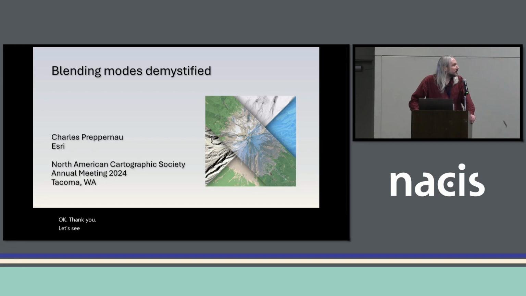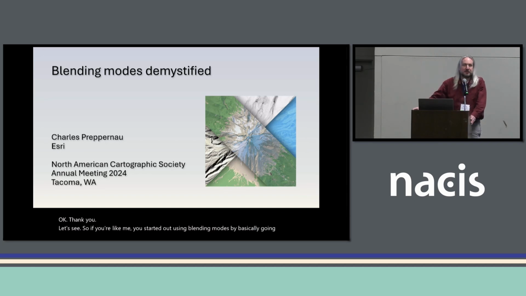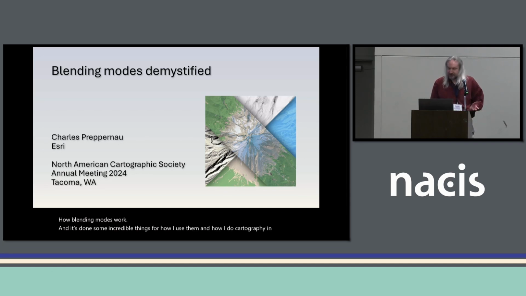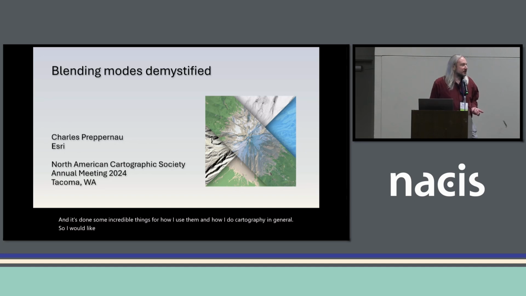So if you're like me, you started out using blending modes by basically going through the list that was available in your software until you found one that kind of did what you wanted, and then just went with that. That's what I did for a long time, and eventually I started stumbling across information about how blending modes work, and it's done some incredible things for how I use them and how I do cartography in general. So I would like to share some of the things that I've learned in order to hopefully help that journey be a little faster for you.